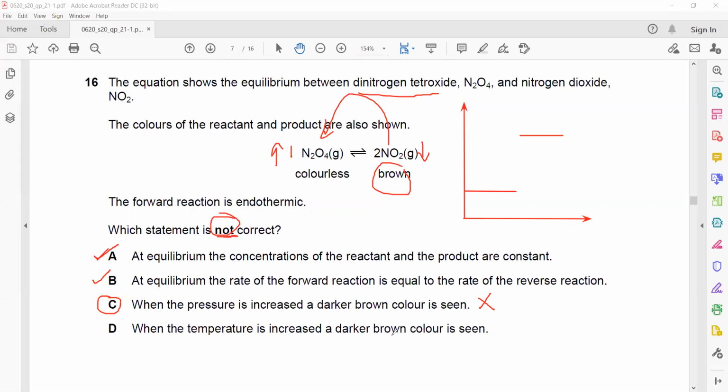When the temperature increases, the dark brown color is seen. The forward reaction is endothermic. So if we increase the temperature, the equilibrium will shift towards the right hand side. So we'll get more product, so the color will get darker. So this statement is also true. So C is the right answer for this.